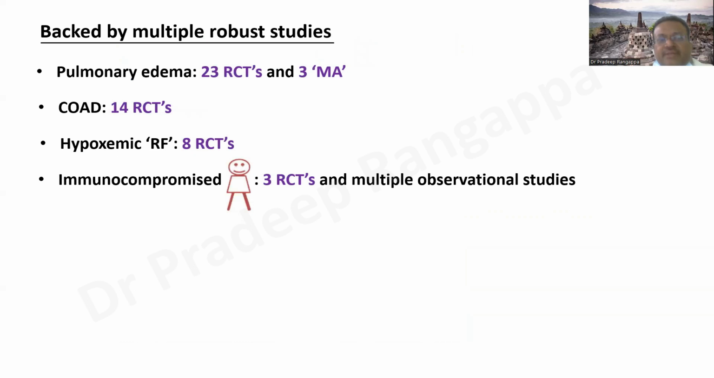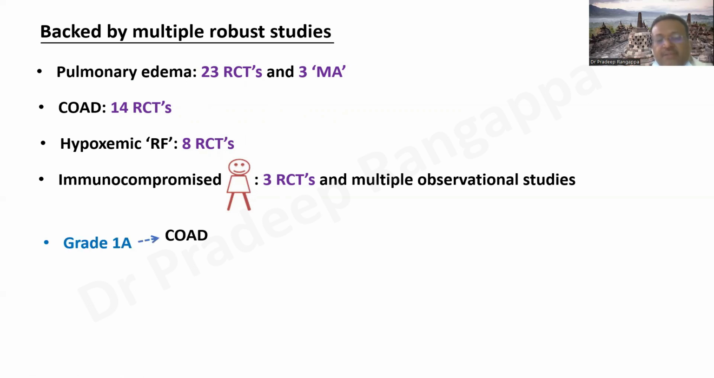Just to look at the evidence, there are multiple robust studies which have shown that NIV is significantly beneficial for pulmonary edema. There are around 23 randomized controlled trials and 3 meta-analyses which show that NIV really helps. In COPD, which is of interest in today's discussion, there are 14 randomized controlled trials which have shown significant benefit with the usage of NIV. And there are 8 randomized controlled trials in hypoxemic respiratory failure. In the immunocompromised, there are 3 randomized controlled trials and multiple observational studies.